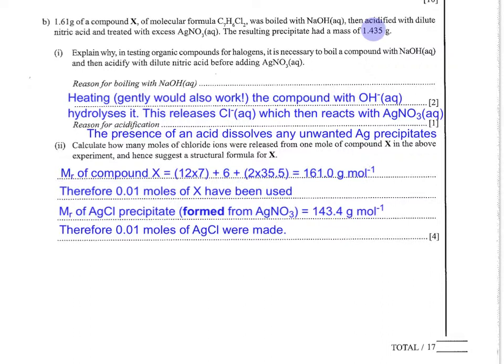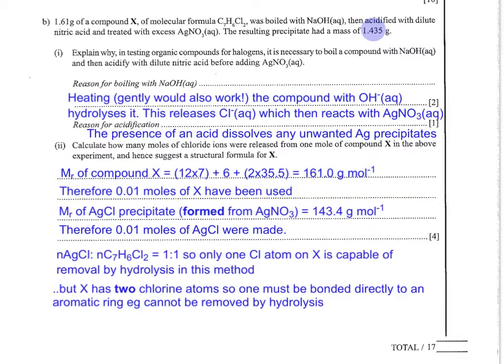If we do the same thing with our silver nitrate, we can obviously work out that 1.435 grams is 0.01 moles. So this next bit requires a little bit of deduction. If you look at the number of moles of silver chloride to the number of moles of C7H6Cl2, you'll see it's actually 1 to 1. So that must mean only one chlorine atom on X is capable of removal by hydrolysis in this method. But X has two chlorine atoms, so the one left behind must be bonded directly to an aromatic ring.